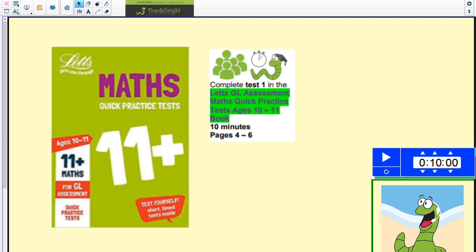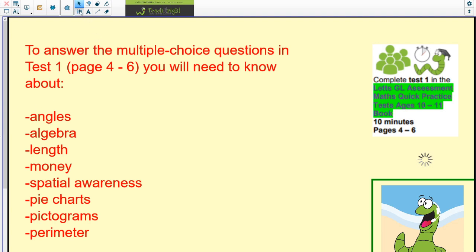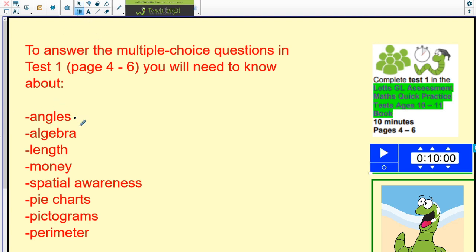Before you get started, I want to talk about the things that are going to come up: angles, algebra, length, money, spatial awareness, pie charts, pictograms, and perimeter. You might come back to this page so you know how to name the questions in terms of what you need to work on, once we've marked it and certain questions need work. But they're the things to focus on.